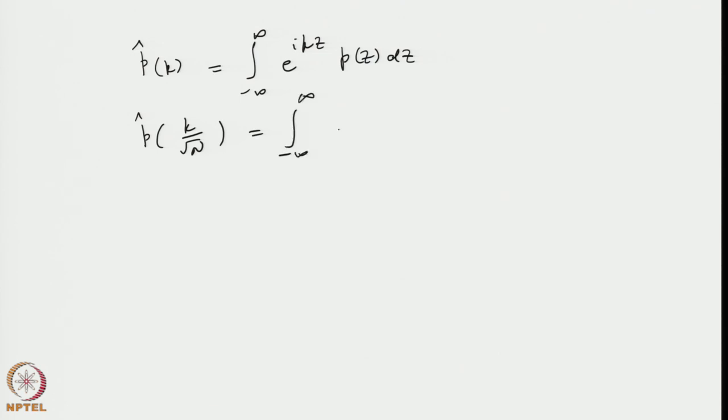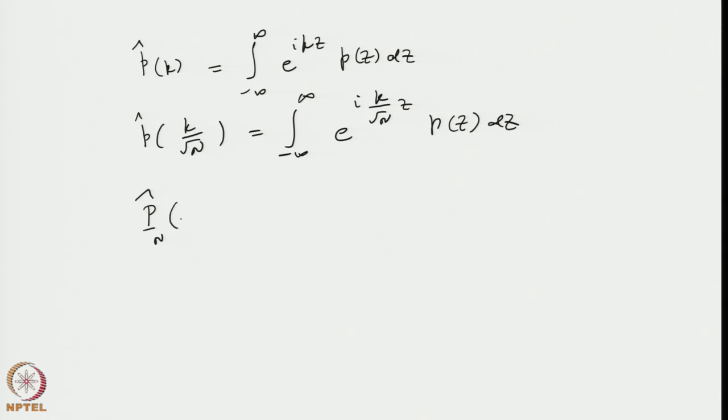But by definition, the Fourier transform of the underlying distribution p with respect to k is going to be the integral from minus infinity to infinity of e to the power ikz p(z) dz, where z is a dummy variable. So in the present case, we have k by root n. Therefore, each of the terms will contain the integral from minus infinity to infinity of e to the power ik by root n z p(z) dz.